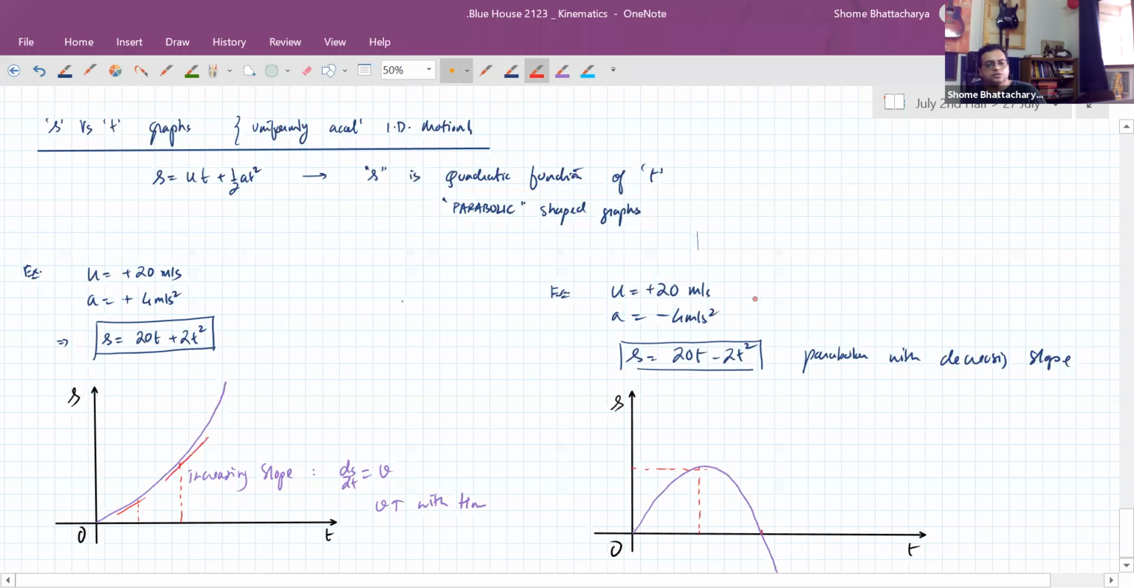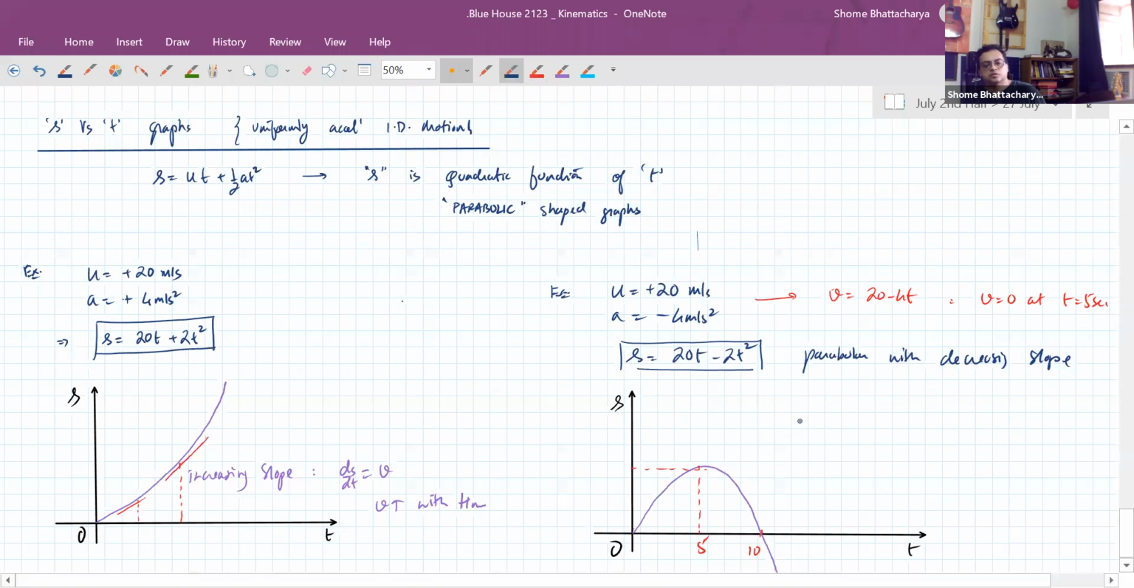So you can also see from this that my V is equal to 20 minus 4T. So V is equal to 0 at T equal to 5 seconds. This must be 5 seconds because at this point the slope becomes 0. Whereas at 10 seconds, the displacement again becomes 0. You can see.